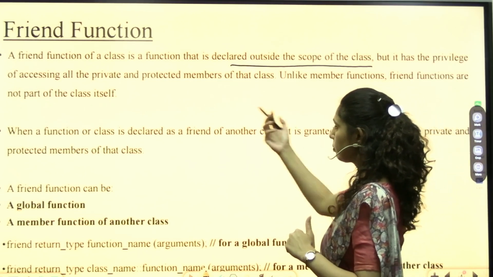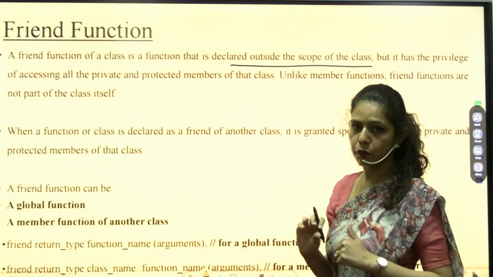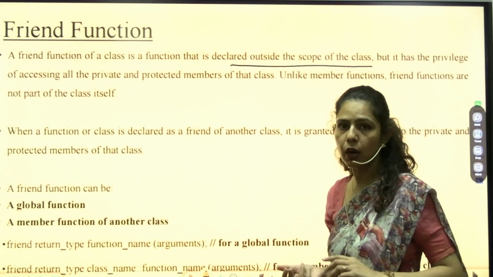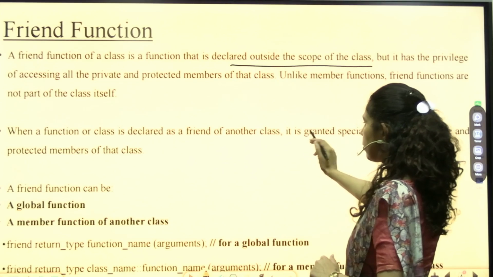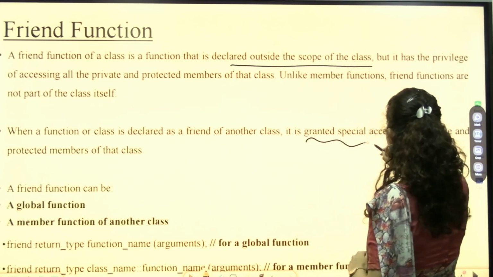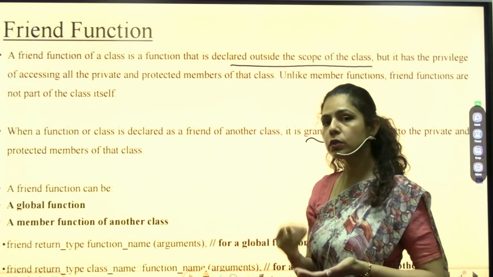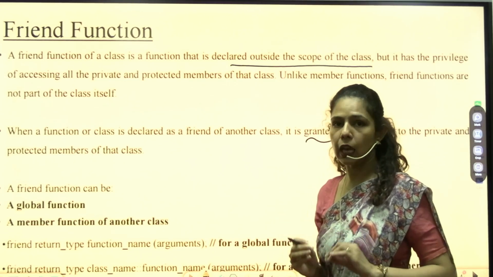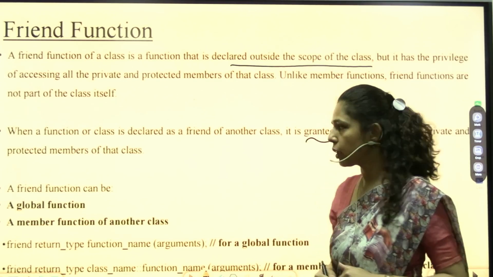So basically, it is used to access the private and protected members of a class, which we cannot do otherwise, right? So when a function or class is declared as a friend of another class, then you are actually granting some special access to it. And using that special access, it is able to get access over the private and protected members of the class.